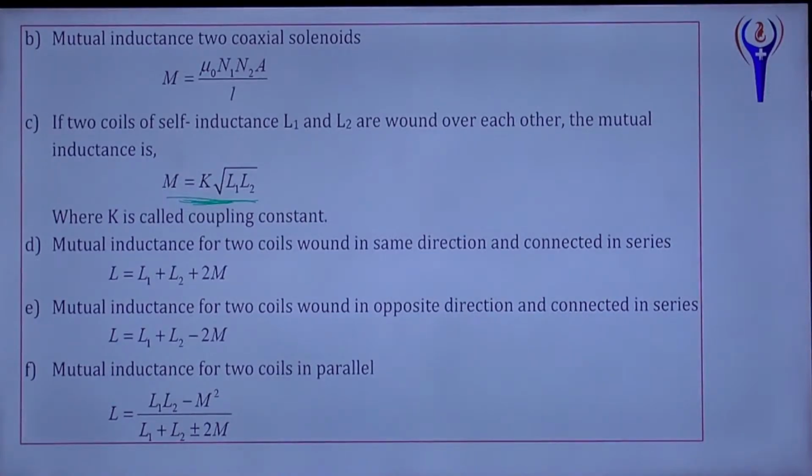And mutual inductance for two coils when connected in parallel: L equal to (L1 L2 minus M square) divided by (L1 plus L2 plus or minus 2M). This is for parallel, and these two are for series. In series, the two coils are wound in the same direction for one case and in opposite directions for the other.